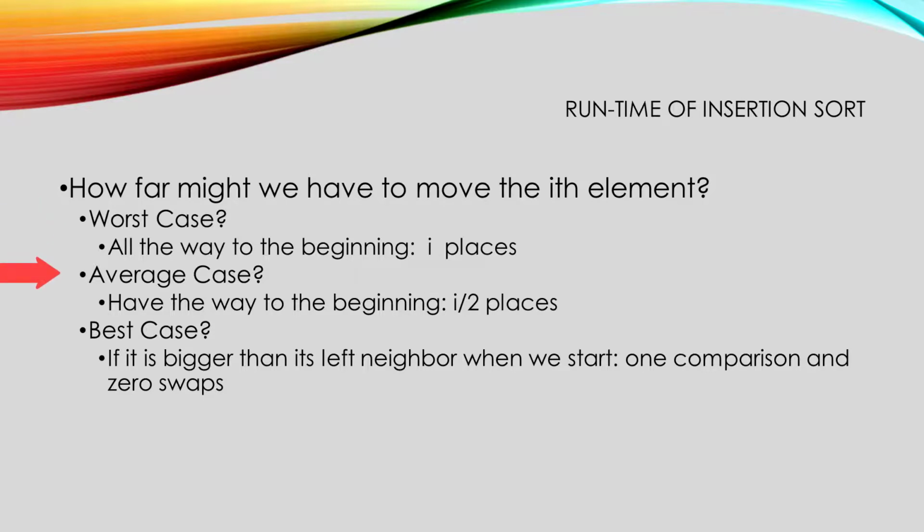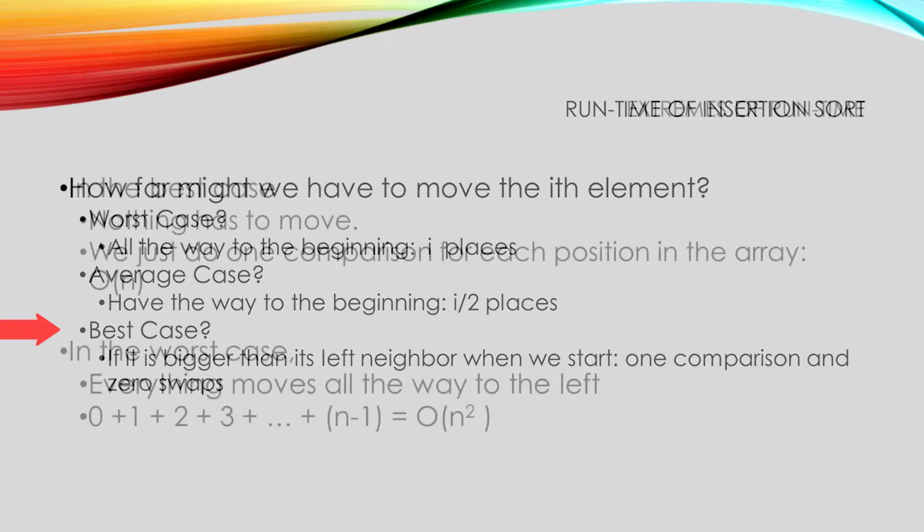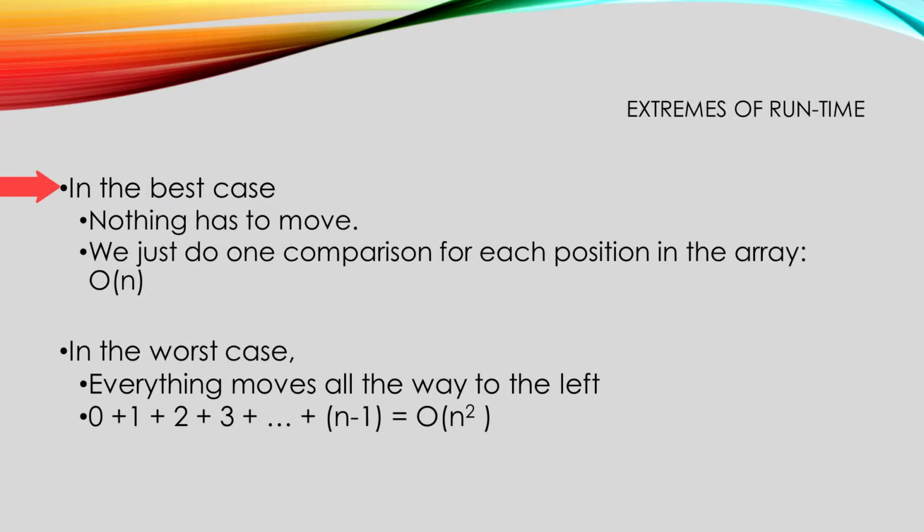On average, if the data is random, then we'll have to move about halfway down the sorted part of the array. i divided by 2 places. In the best case, if the element in the ith position is bigger than everything to its left, inserting it will only require one comparison and no swaps. So the best case for insertion sort would be if the array is sorted. In this case, nothing has to move.